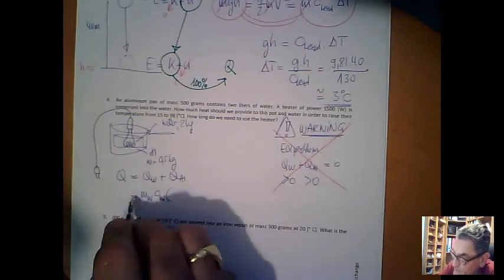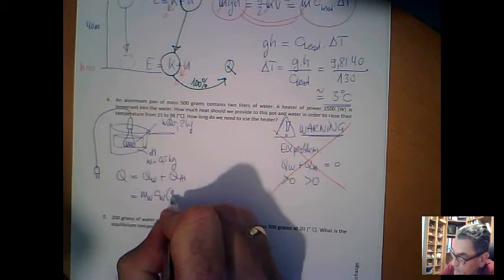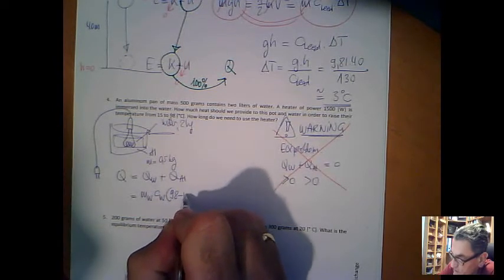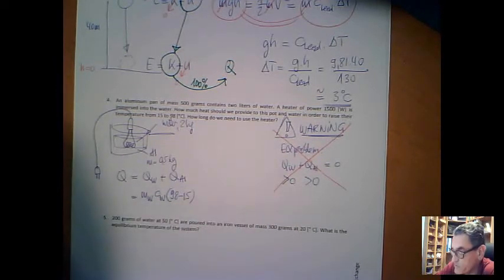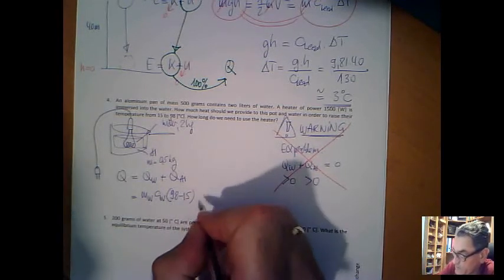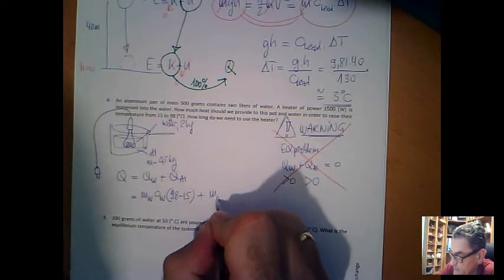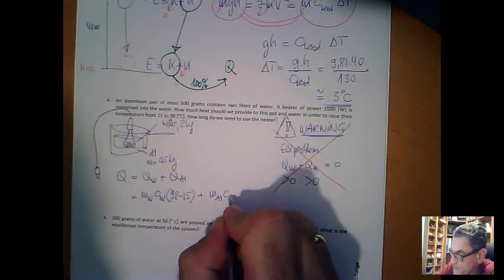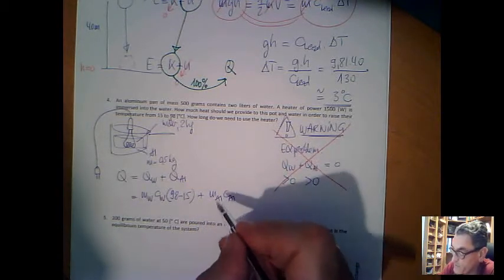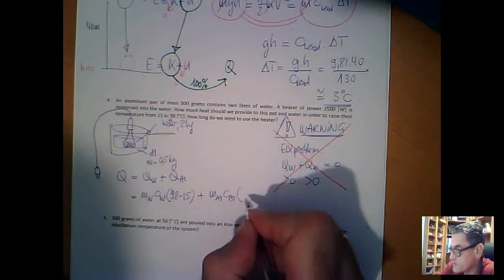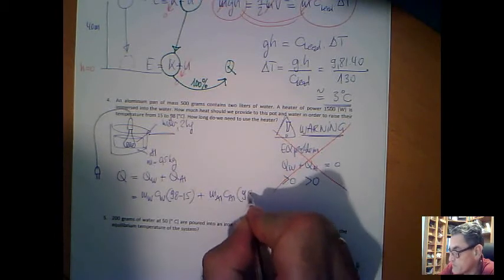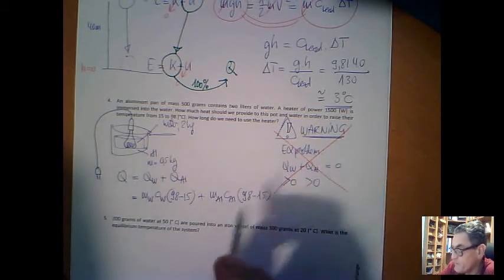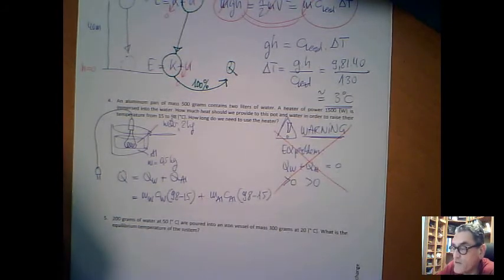So you need to heat the pan. Let's first compute for the water: final temperature 98 minus initial temperature 15. This is the energy needed to heat up the water. And then you have the energy needed to warm up the aluminium. It's the mass of aluminium times the C of aluminium times the same temperatures, 98 minus 15.